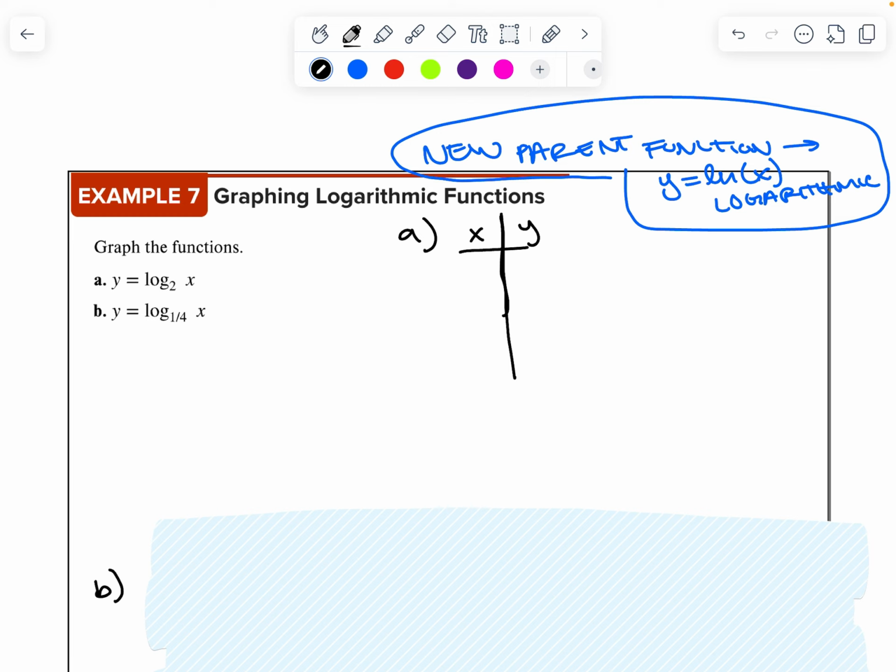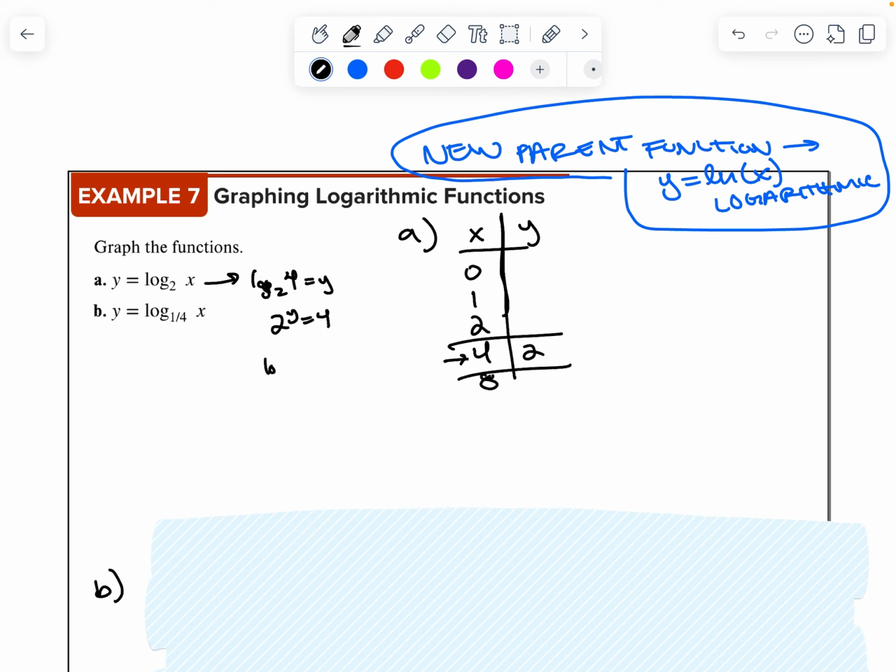Log base 2 of, if I try 0, if I try 1, 2, 4, 8. We can go back and think about the same way that we were doing. If I said log base 2, let's say x is 4 first. Log base 2 of 4. Then 2 to the y equals 4. Then y must equal 2, right?